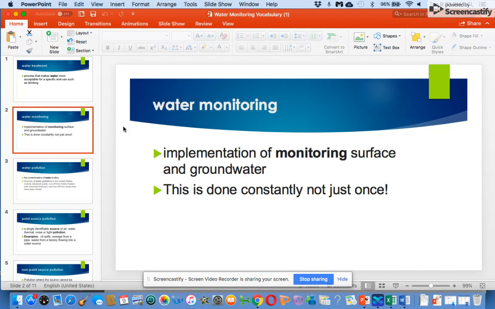Now, water monitoring, that's the process of keeping an eye on the surface water and the groundwater. Again, it's not done just once a year or once a month. It's done constantly. You got to do it at various depths. You don't do it just at the surface. You got to do it at the surface, the middle of the water source, and at the bottom because you got to be checking all the water all the time. A lot of water counties and cities, they do water monitoring all the time. And they'll send you a little copy of all the stuff that's actually in your water.